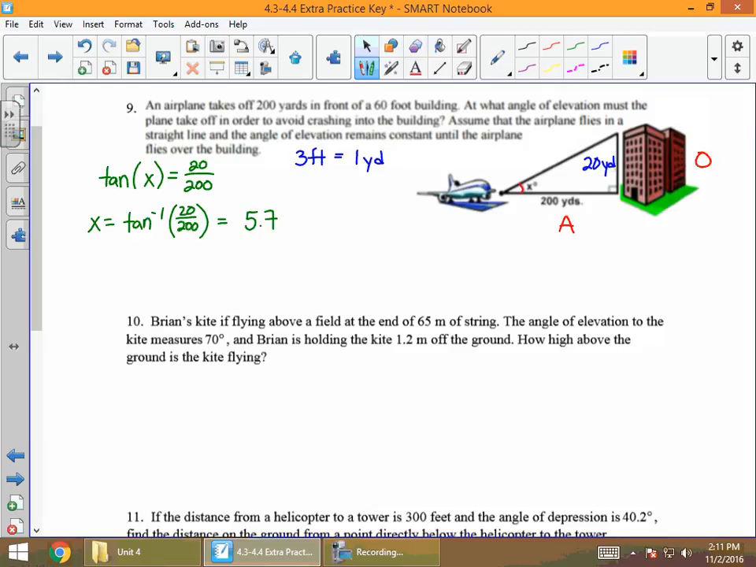Now, what have I measured? 5.7 is equal to x. X is a degree measure. It is in degrees. So I can label that in degrees.